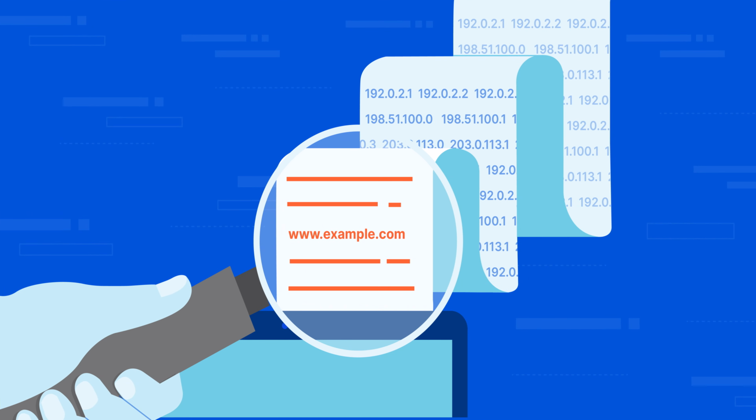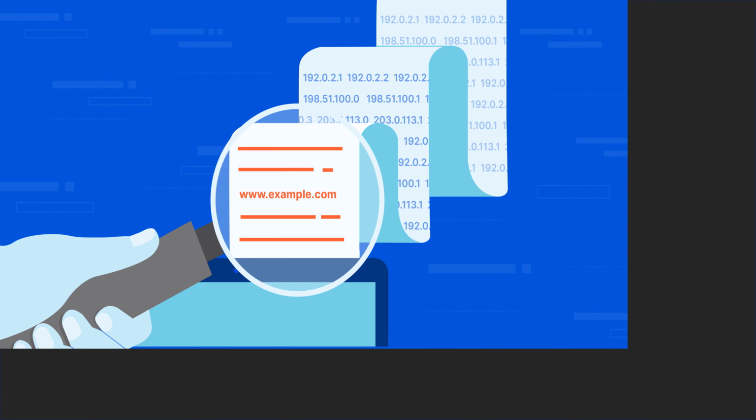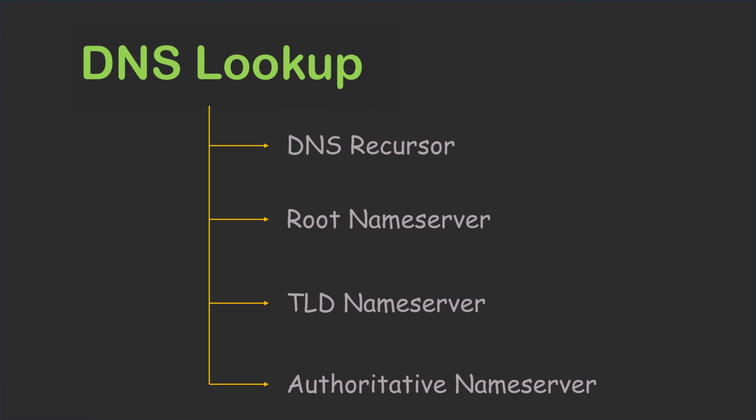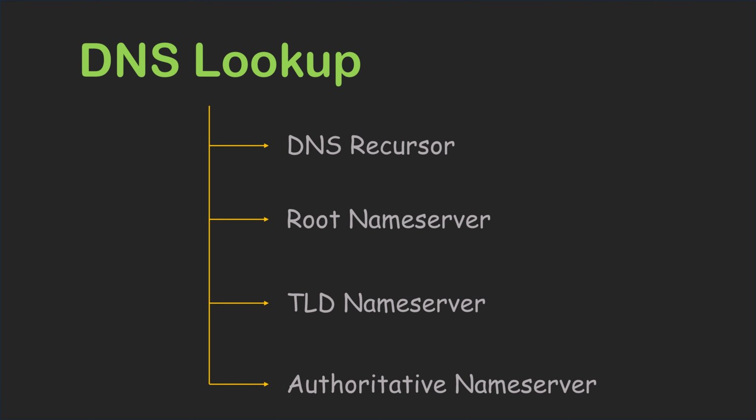You type a website address into your browser. This is a human-friendly domain name, but computers communicate using numbers called IP addresses. This process is known as DNS lookup. There are 4 intermediate steps in DNS lookup.